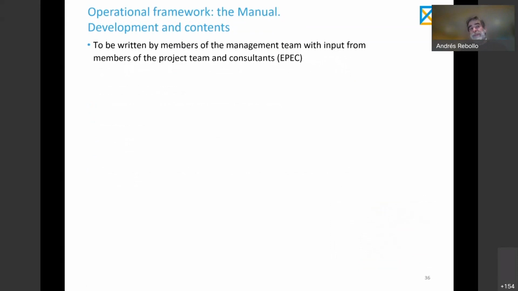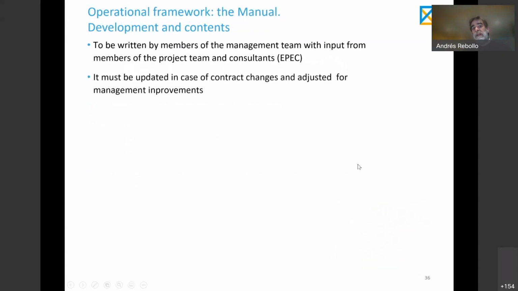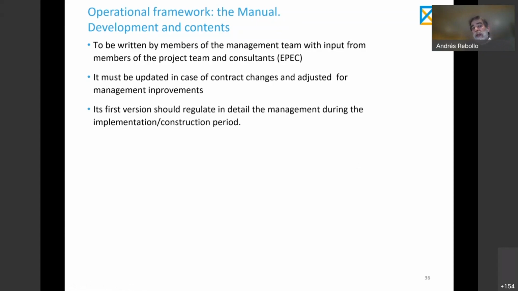Development and contents. The manual should be written by members of the management team with some help from members of the project team and experts. The manual should be updated from time to time, in any case for any contract change, and always for the permanent improvement of procedures. When we have the first version of a manual, we don't need to cover in detail the managerial needs of the whole life of the project, but concentrate on the construction period. And then, 6, 7, 9 months before commissioning of the project, before starting the operational phase, we can develop the details of the next phase, the operations phase and the handback.